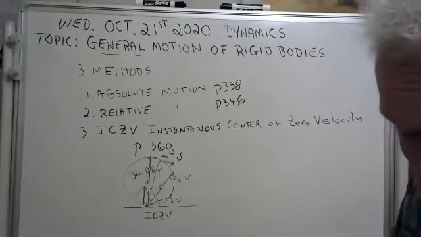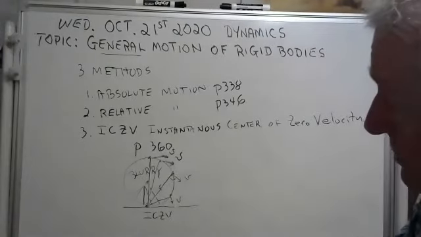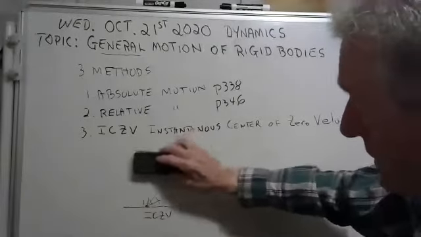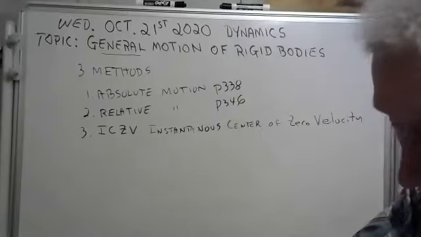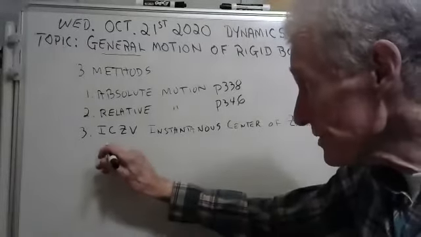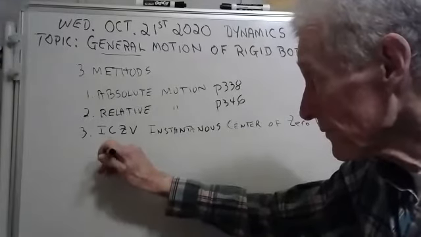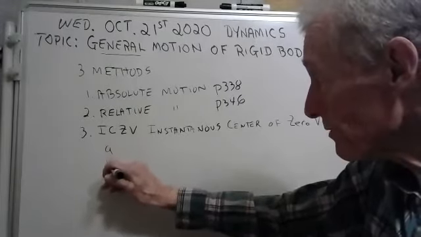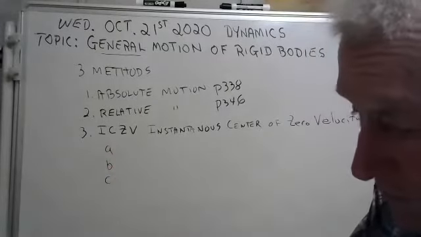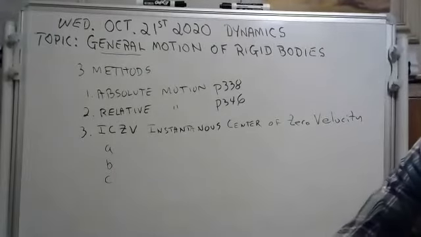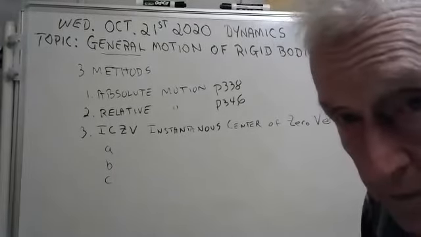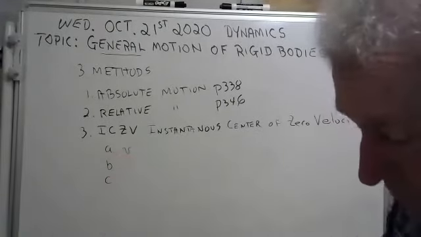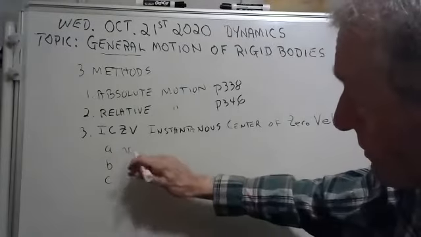There's a step-by-step method for finding the instantaneous center of zero velocity. Let me write it for you here. The first thing you do, there's 3 steps to find this. Okay, we already used 1, 2, 3. We're going to go A, B, C. Here we go. The first step is you get yourself a red pencil or pen, and you mark the velocities.